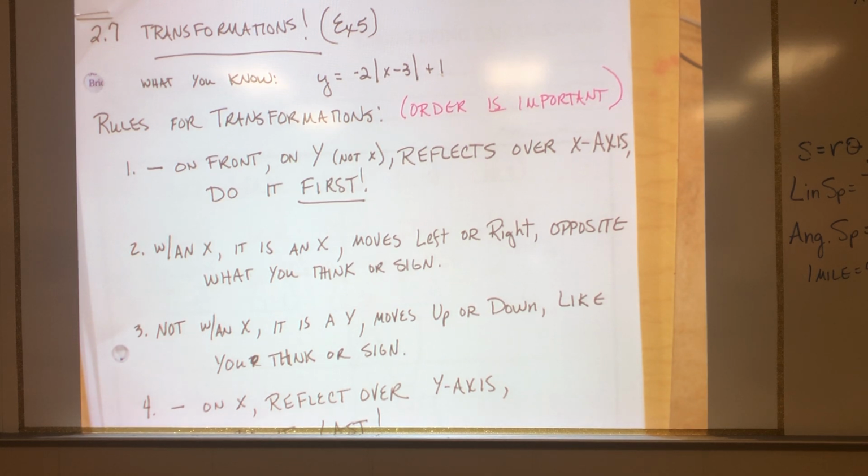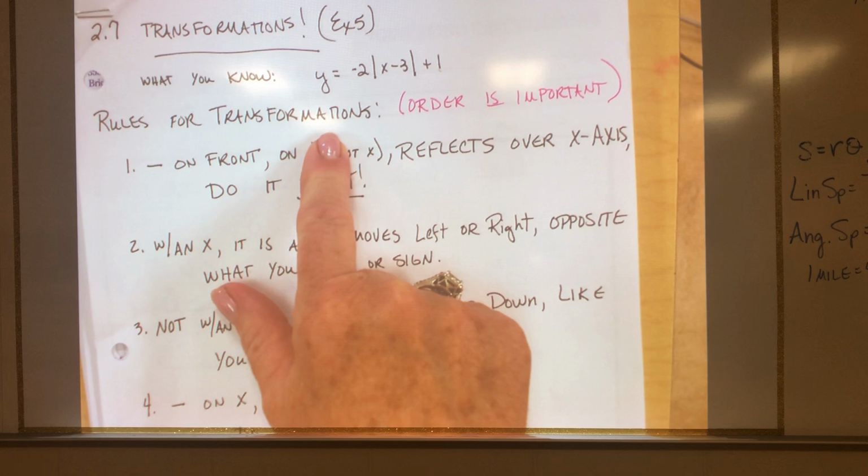Some people just put 1 point on them. So out of 3 points possible on that problem, they got 1 out of 3 because they didn't put 3 points on there. So rules for transformations.